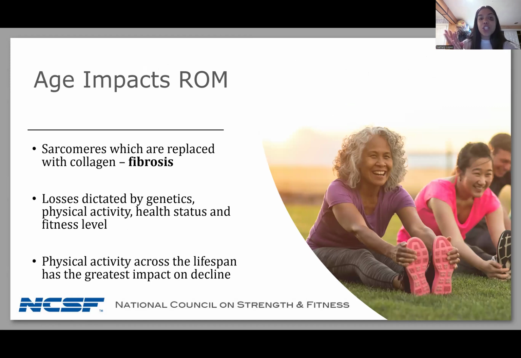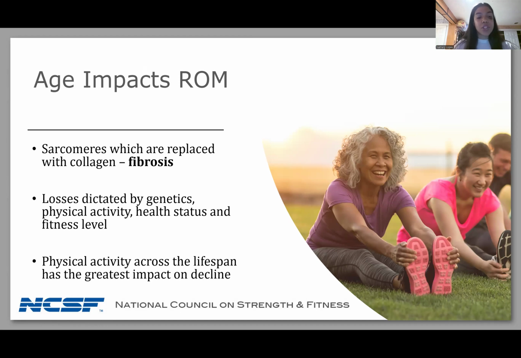So age can impact your range of motion. Your sarcomeres, which are replaced with collagen, will go and cause fibrosis. So this can happen once you age. So loss is dictated by genetics, physical activity, health status, and fitness levels. So obviously, the more you increase your fitness levels, the less you are going to be set up for greater dependency as you grow older in age.